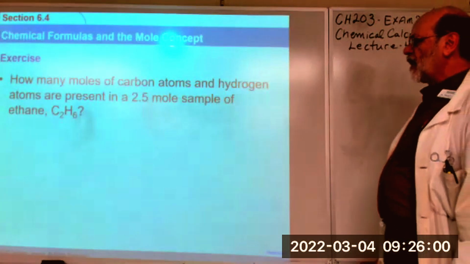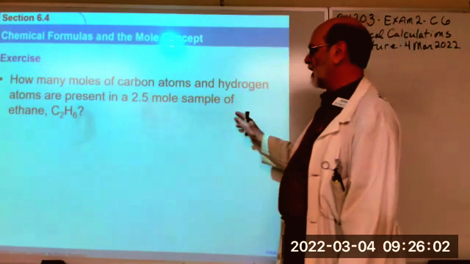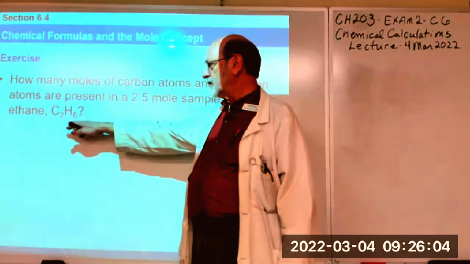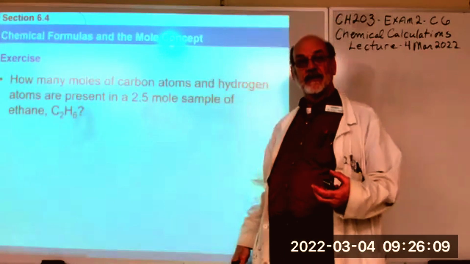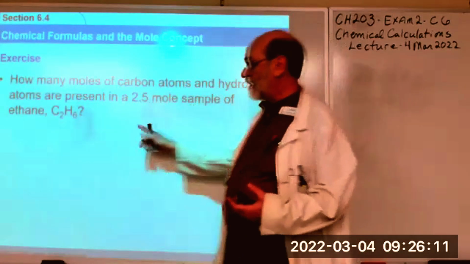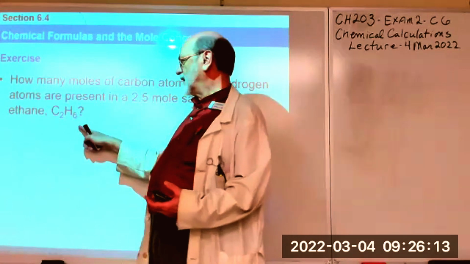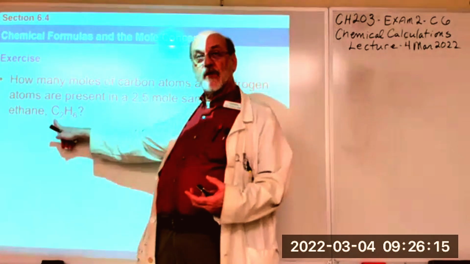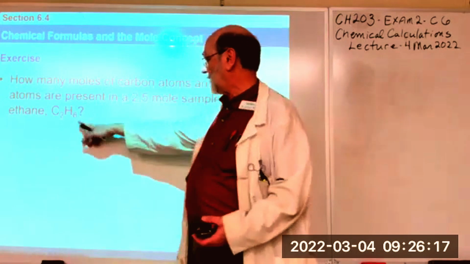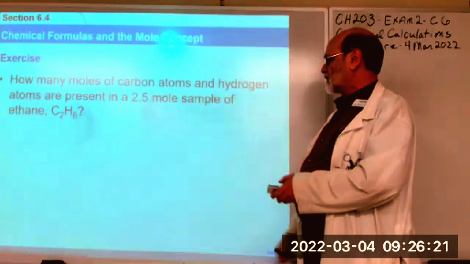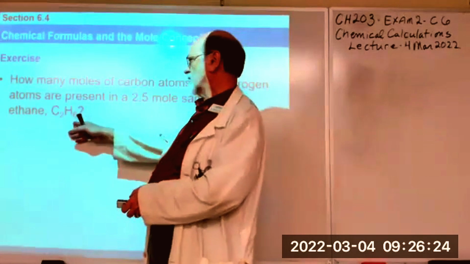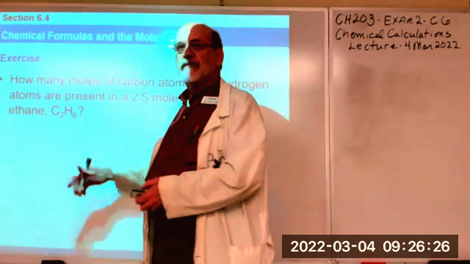Okay, so how many moles of carbon atoms and hydrogen atoms are present in a 2.5 mole sample of C2H6, or ethane again? It is 2.5 moles of that unit. Then we have 5 moles of carbon and 9 moles of hydrogen. Oh, excuse me. No, we have 15 moles of hydrogen.